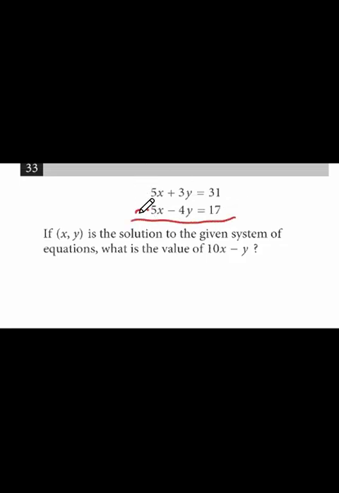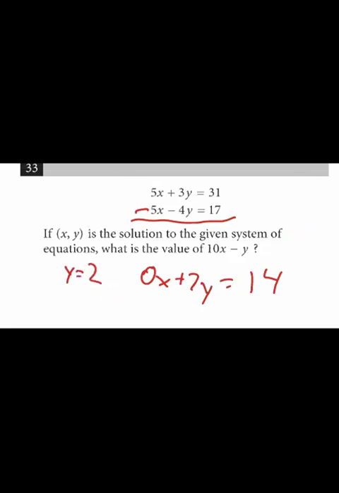In this case, 5x minus 5x is 0x. For the y terms, 2 minuses become a plus, so 3y plus 4y is 7y, so plus 7y. And then we have 31 minus 17, which should be 14. In that case, divide both sides by 7, we get y is equal to 2.